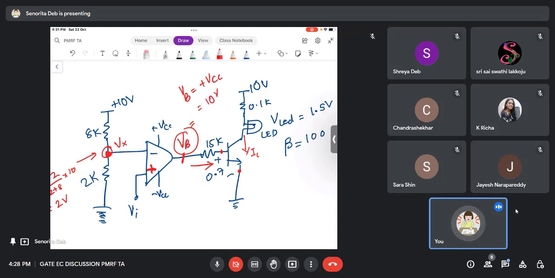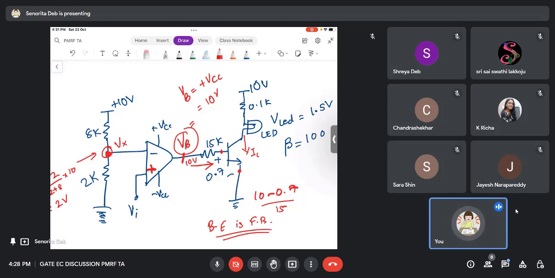And 10 volts is good enough to bias a 0.7 volts, right? Because there is a 15K here. So the IB will be (10 minus 0.7) by 15, and that is a good IB. That means my B junction is forward biased. And therefore, since the B junction is forward biased, the IC will flow and the LED will glow, right? It will be sufficient to put the LED as 1.5 volt.